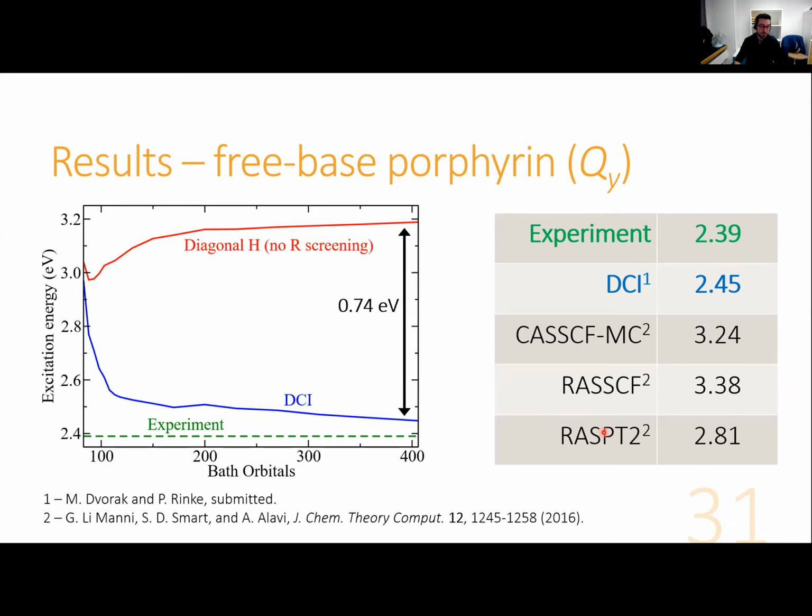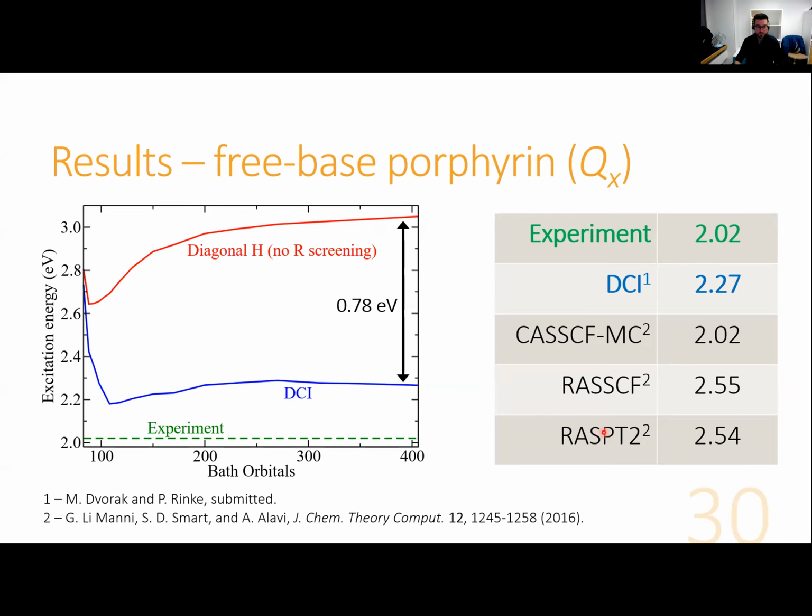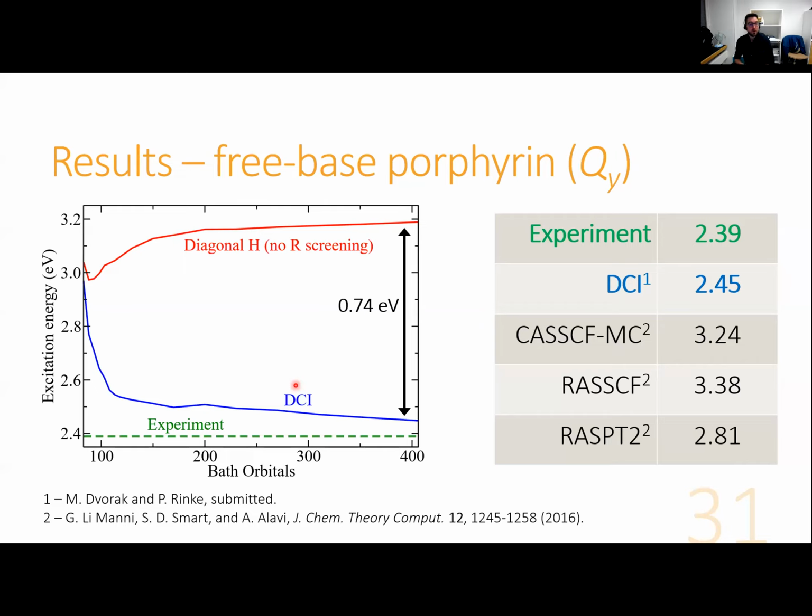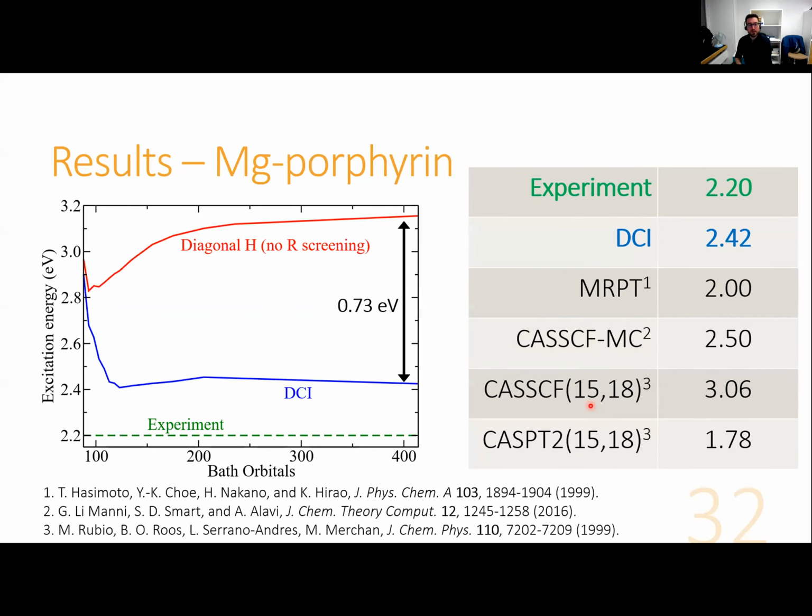Actually, the convergence is different. There's a kind of a local maximum in the convergence of the QX curve, but not for QY. But the result is in good agreement with experiment once again. And the DCI calculation is relatively inexpensive compared to these active space methods from quantum chemistry. And we still get good results. So magnesium porphyrin is the final porphyrin I've tested. No d electrons yet, but the results are pretty good, again compared to data from many of the same references.